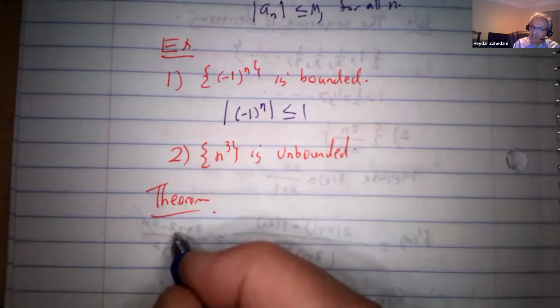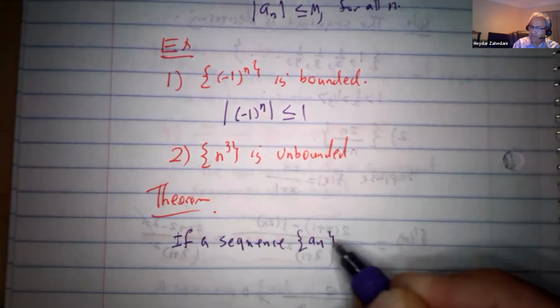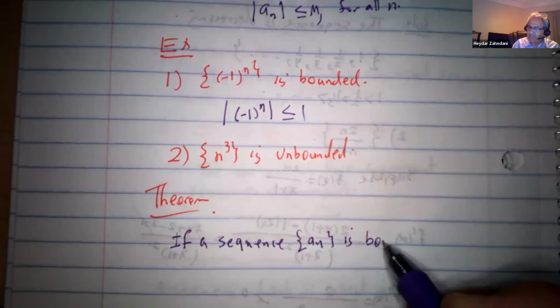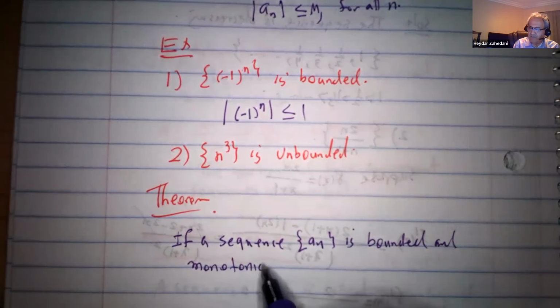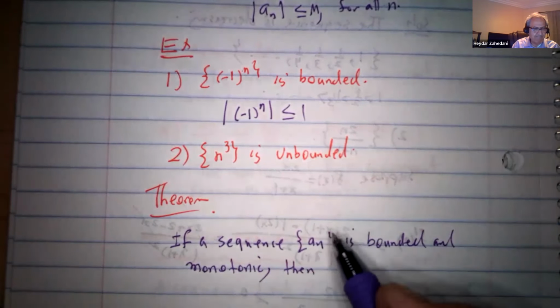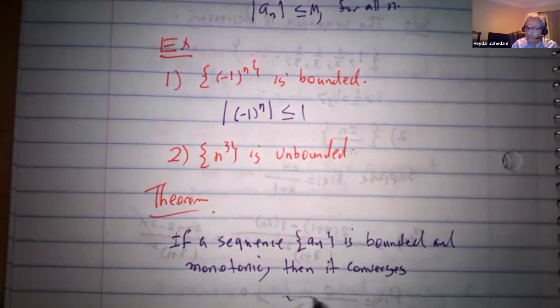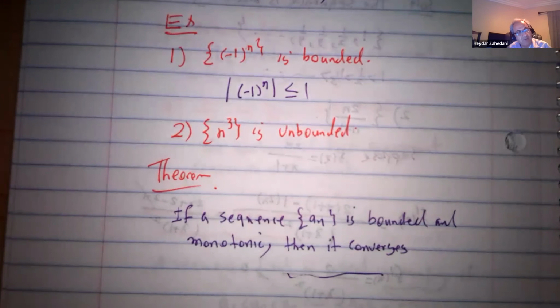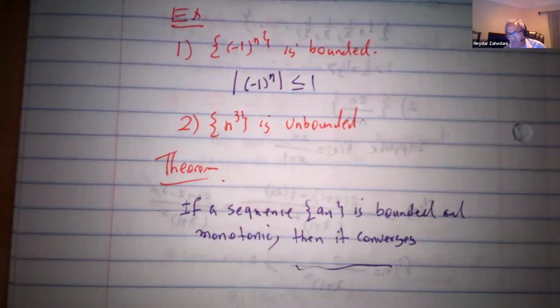If a sequence a_n is bounded and monotonic, meaning increasing or decreasing, then the sequence converges. It would be a very useful theorem, but practically it's not easy to apply. It is very good for proving some theorems when we're dealing with this type of sequences. So that's a quick introduction to the sequences that we're going to have.